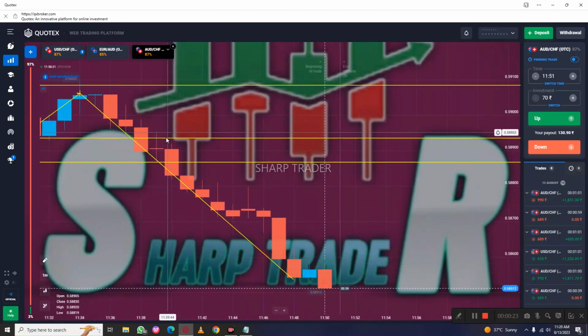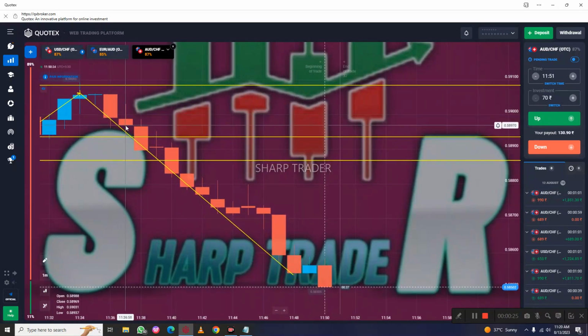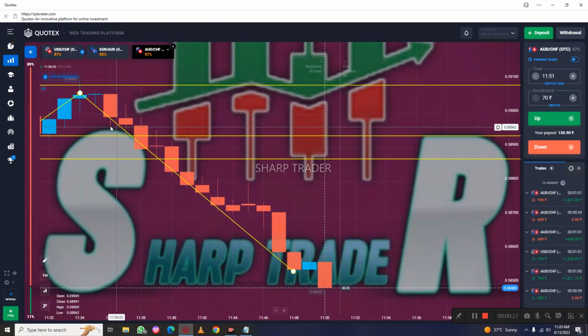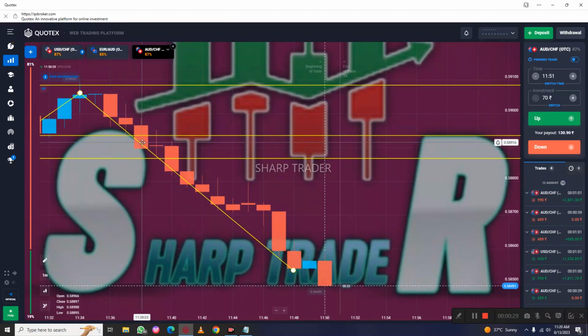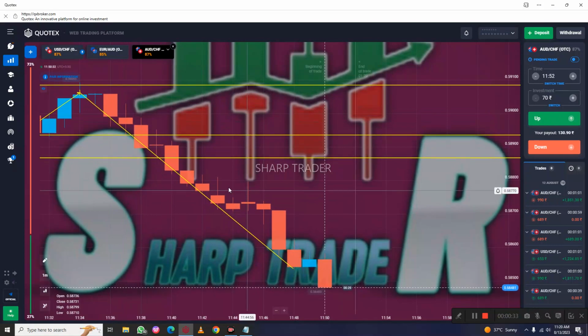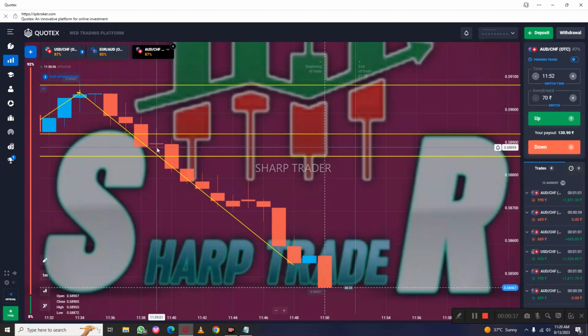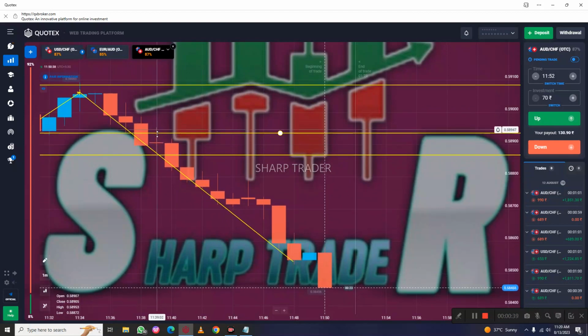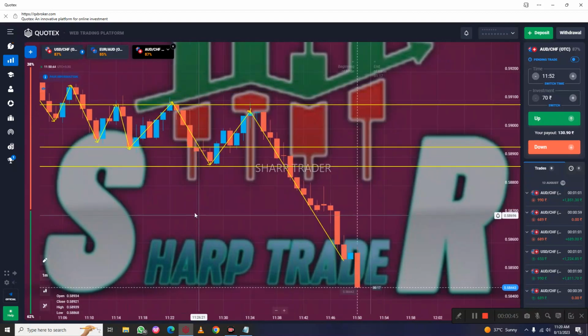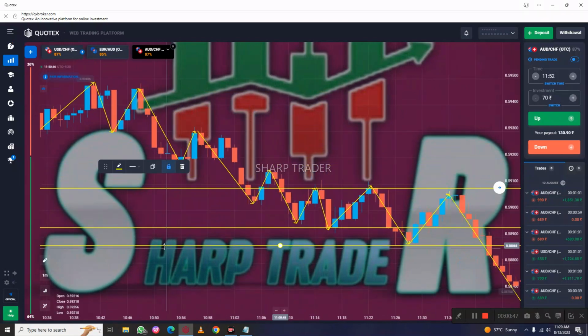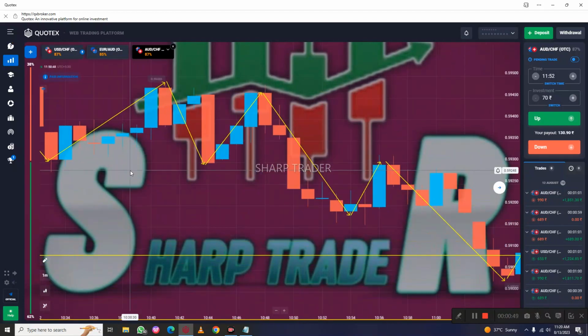Here as we can see 1, 2, 3: 11:36, 11:37, 11:38, all the 3 candles are red. So if we get any signal on 11:39, then we will avoid it. If we get any signal on 11:39 for upward direction, for call direction, then we will avoid it because the previous 3 candles are all red. Same for upward direction.